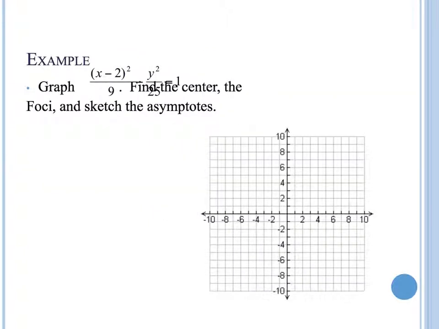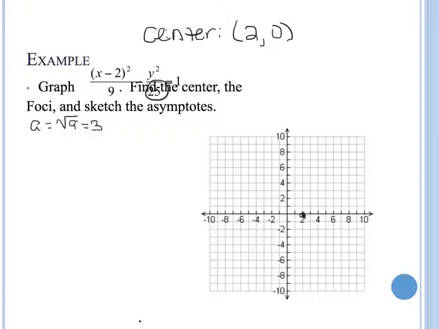Okay, so in this graph, if you can't tell, we have a 25 underneath here. So let's find the center first. Oh wait, I should call that center instead of C. Our center is at 2, 0, so I'm going to move the graph over 2. And then my A value is the square root of 9, which equals 3, and my B value is the square root of 25, which equals 5.